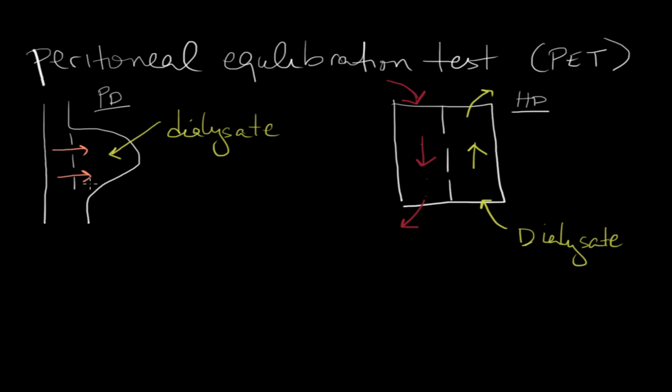At a specific point in time, you're going to have very limited movement of solutes from the patient to the dialysate, because the concentration gradient will no longer favor movement. So what you want to know is, at what time do you no longer get movement of solutes from the patient to the dialysate? Because it's at that time you're going to change the dialysate and introduce fresh dialysate into the peritoneal space. So to do that, you perform the peritoneal equilibration test.